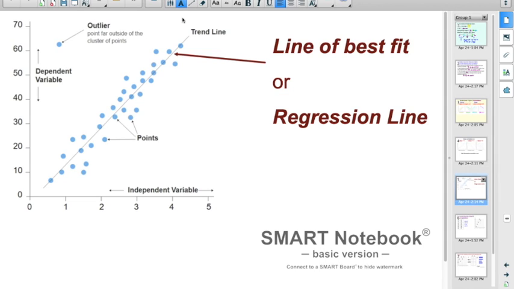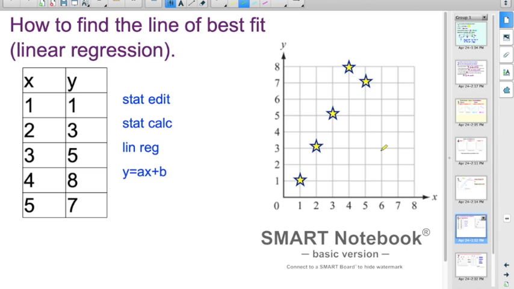And then don't forget about this word here, outlier. That's something that we learned, I think, 2 lessons ago. See how it lies outside the rest of the points. Okay. And there's actually a cool way on how to find the line of best fit or the regression line. And that way is through our calculator. So let's take a look at the first example. How to find the line of best fit. And again, this is known as linear regression.